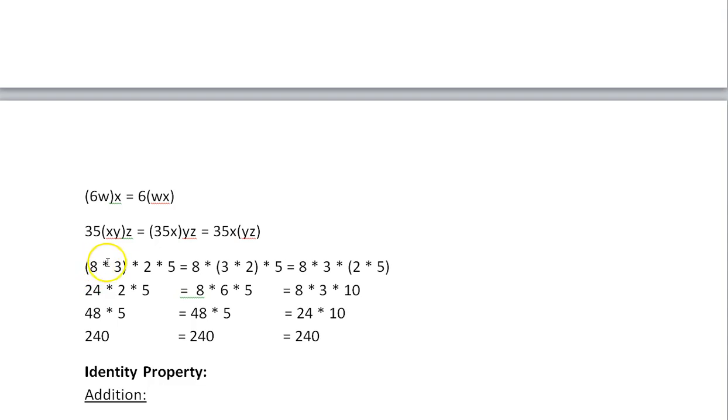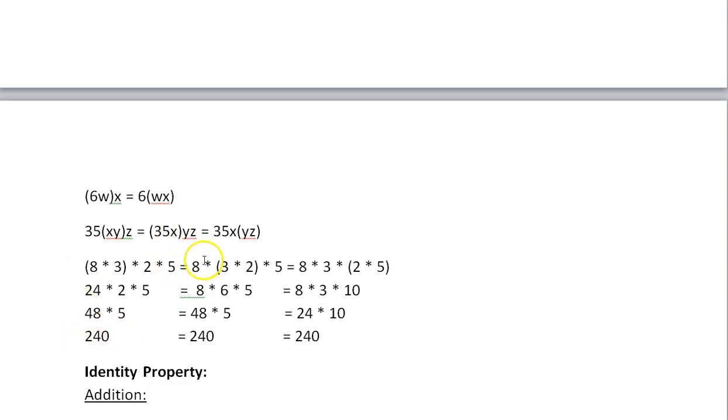So here I have 8 times 3, which gives me 24. And then I have my times 2 times 5. Well, 24 times 2 is going to be 48 times 5. And I don't know about you, but if I have to do 48 times 5 in my head, I have to kind of stop and think about it a little bit, maybe write it down on some scratch paper. So this, to me, is not the easiest way to approach this problem.